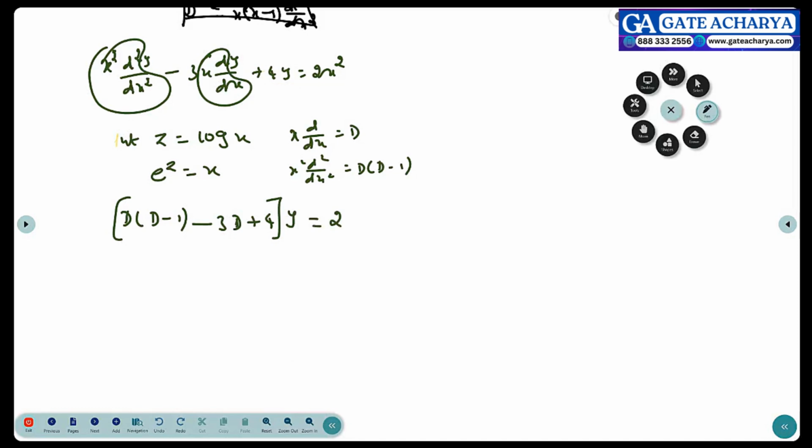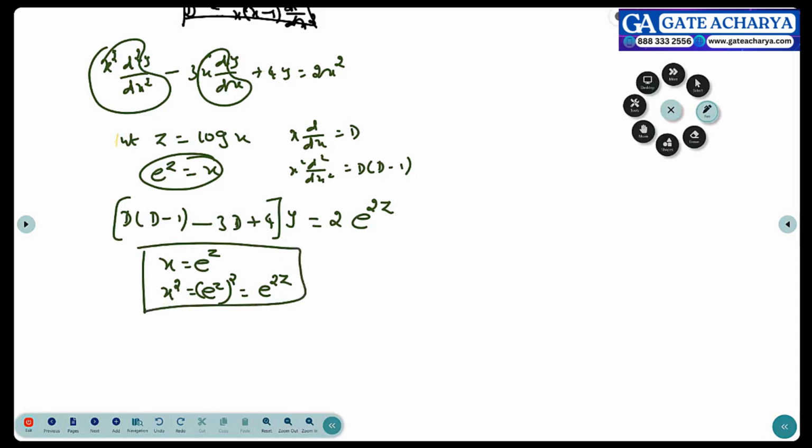Equal to 2. What is x square? X is e power z. So taking square on both sides, x square is equal to e power z the whole square, that means e power 2z. So instead of x square, we write e power 2z. And we make the simplification. So it is D square minus D minus 3D minus 4D plus 4 into y is equal to 2 e power 2z.